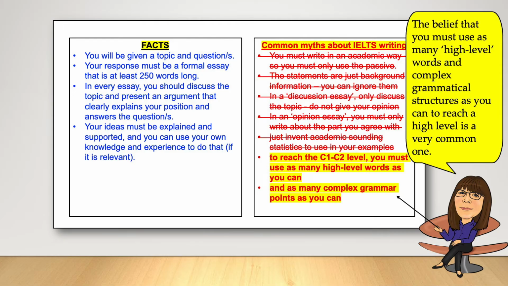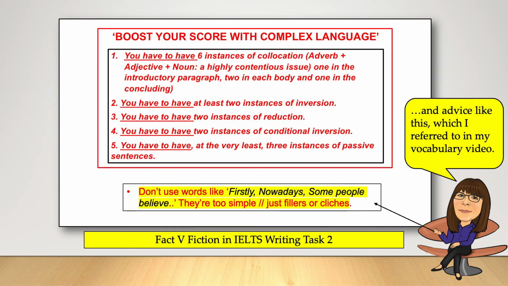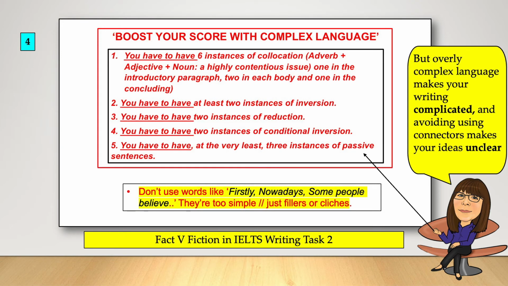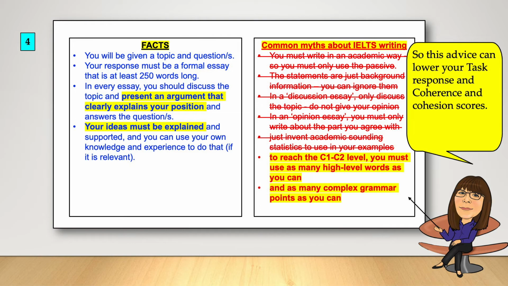The belief that you must use as many high-level words and complex grammatical structures as you can to reach a high level is a very common one. In fact, I've seen a list of rules like this one, and advice like this, which I referred to in my vocabulary video. But overly complex language makes your writing complicated, and avoiding using connectors makes your ideas unclear. This means that your writing becomes confusing to read, and your argument, your position, and your ideas are no longer clear. So this advice can lower your task response and coherence and cohesion scores.